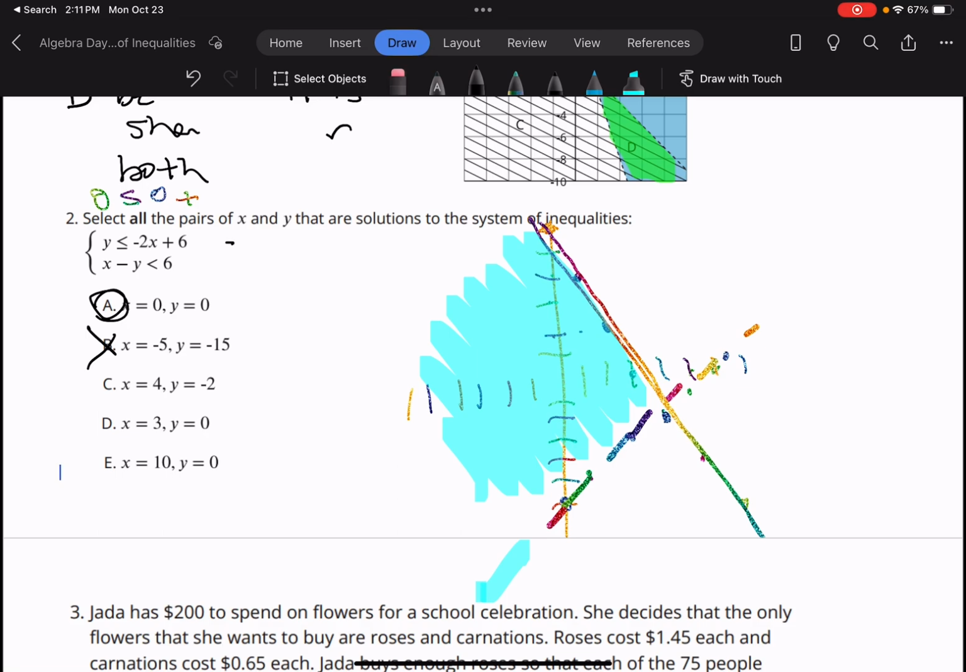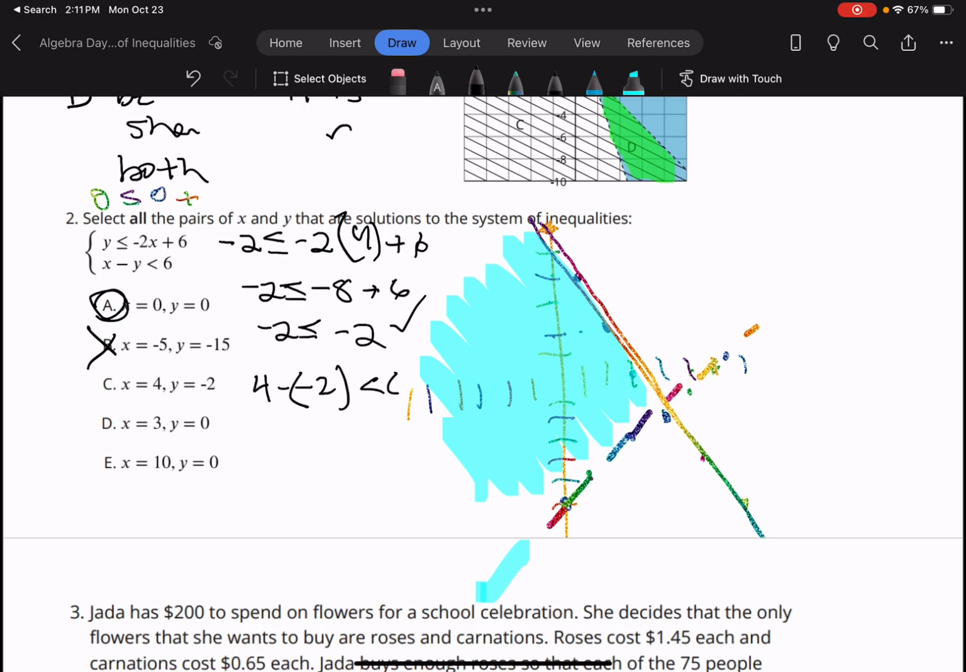Let's try this though. Negative 2 is less than or equal to negative 2 times 4 plus 6. So negative 2 is less than or equal to negative 8 plus 6. Negative 2 is less than or equal to negative 2. So that is equal to, it works for that one. For the second one, 4 minus negative 2 is less than 6. This gives us 4 plus 2 is less than 6. 6 is less than 6. So it does equal 6, but it's not less than 6, so it's right on this boundary here, which is why it works for the first one, but not for the second one.